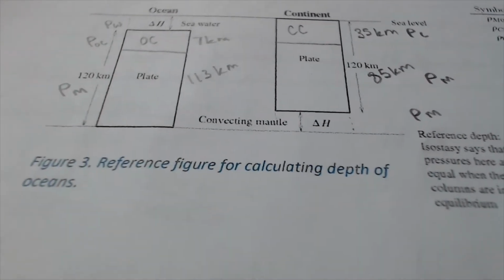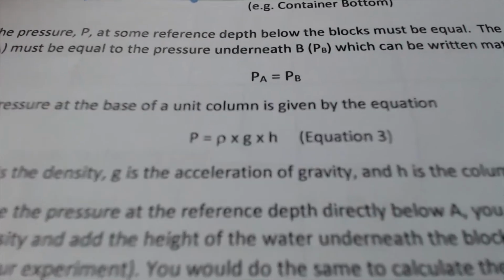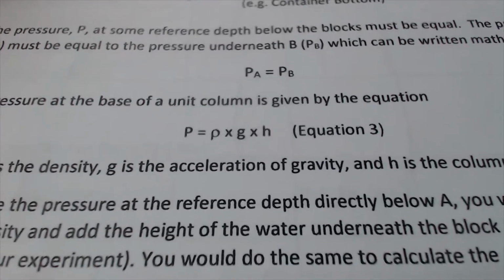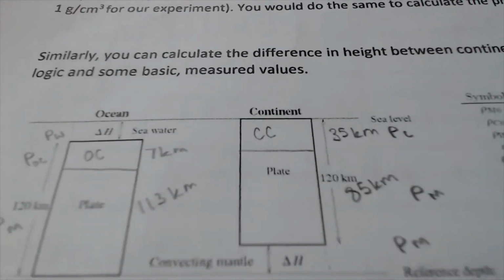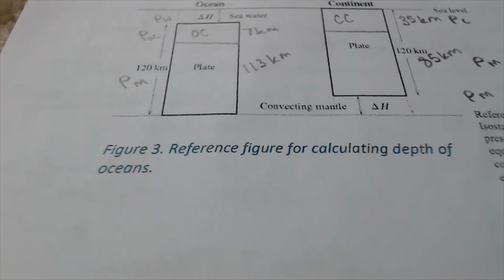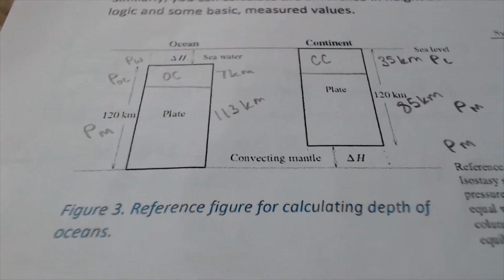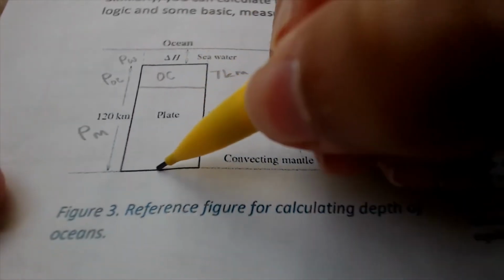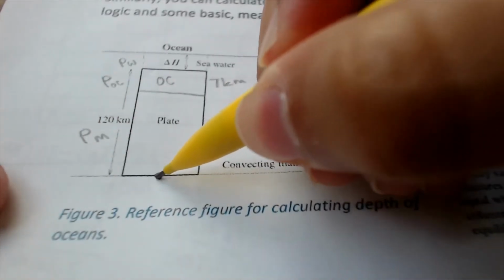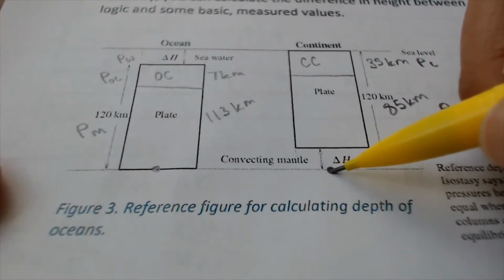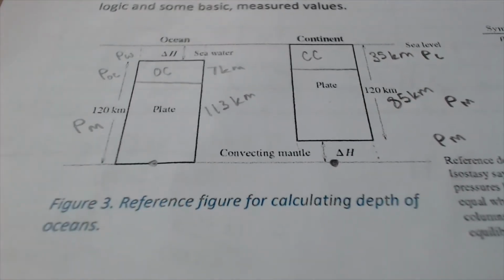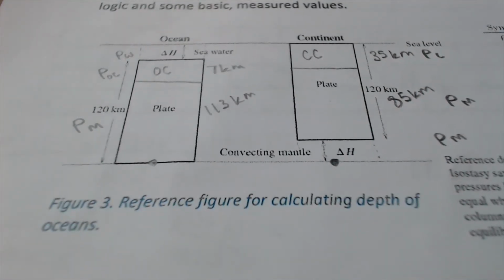So, using equation 3 right over here, you'll set up an equation for both of these that gives you the pressure at the base of the unit column, which would be right over here for the ocean side, and right over here for the continent side, and then you'll make both of those equations equal to each other. So it'll look like this.